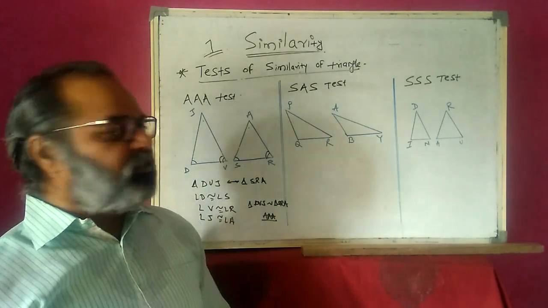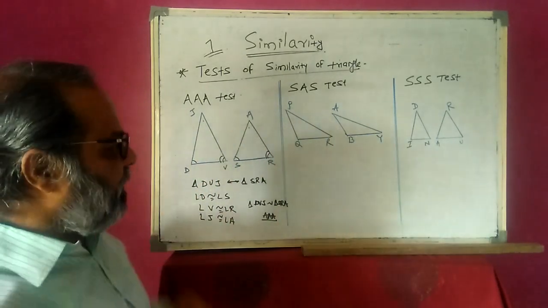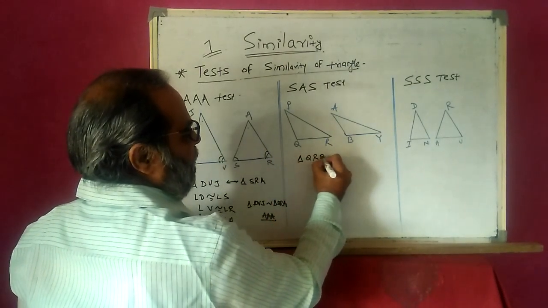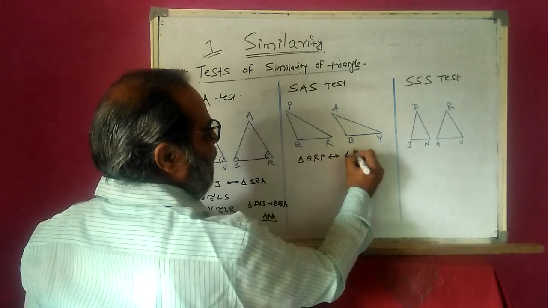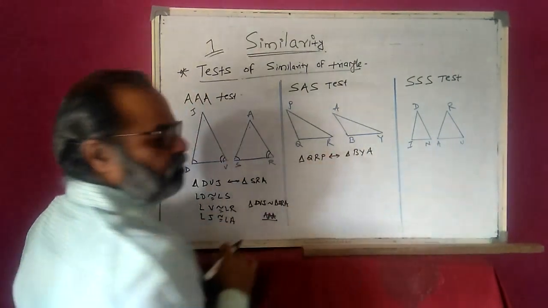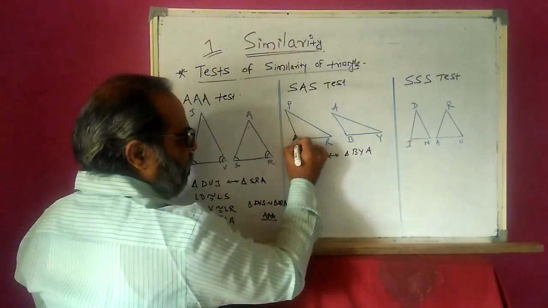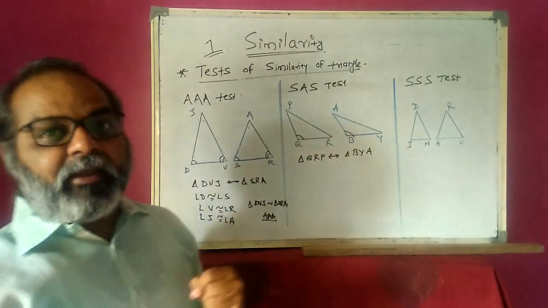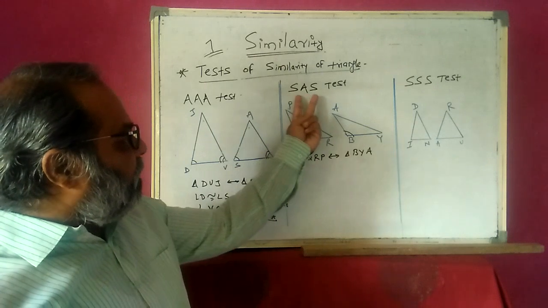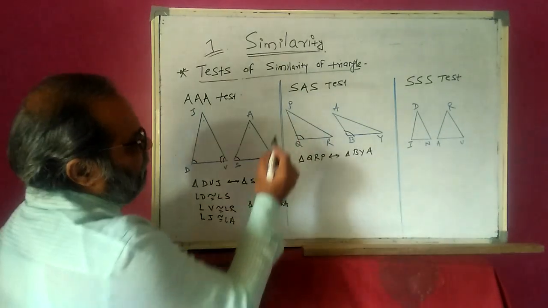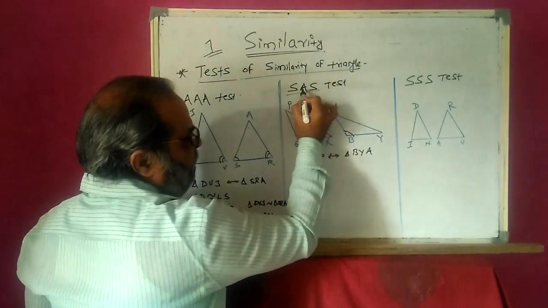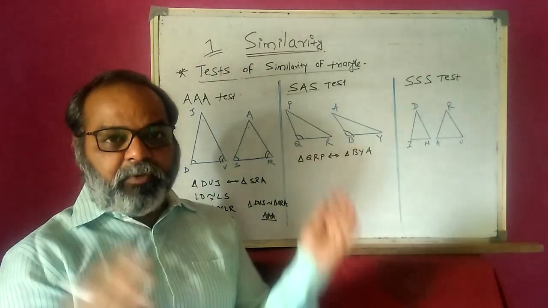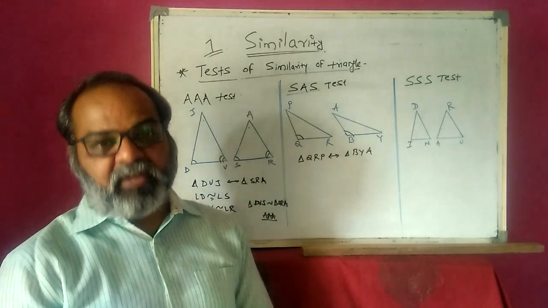So our second test is the SAS test. For the SAS test, I write triangle QRP in one-to-one correspondence with triangle BYA. Angle Q is congruent to angle B, and look here, the angle is in between the sides, so your angle must be between the sides of the triangle.